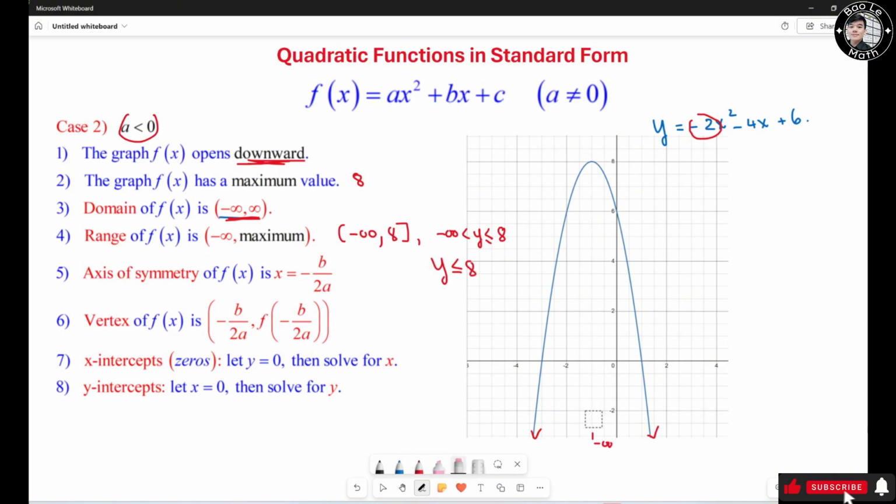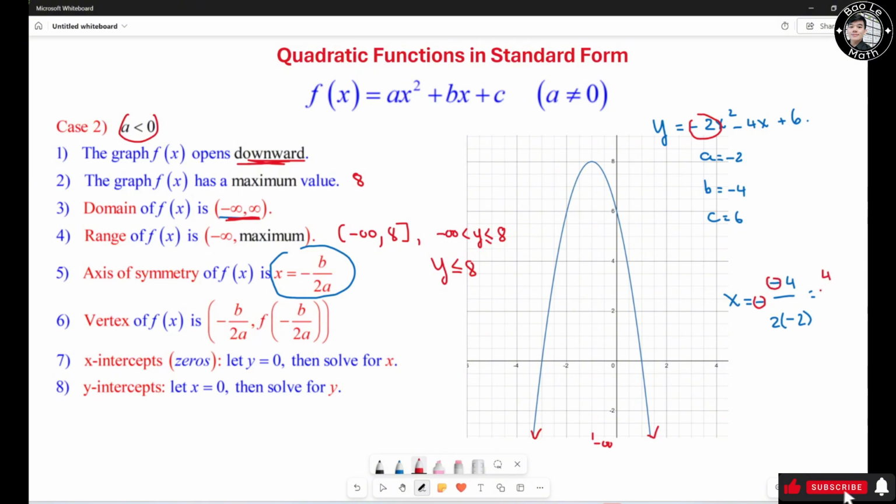That's it. Now, the axis of symmetry x equals negative b over 2a, right? So a equals negative 2, b equals negative 4, and c equals 6, right? So the axis of symmetry x equals negative b over 2a, which is negative negative 4 over 2 times negative 2, right? The negative sign right here turns out to be positive.